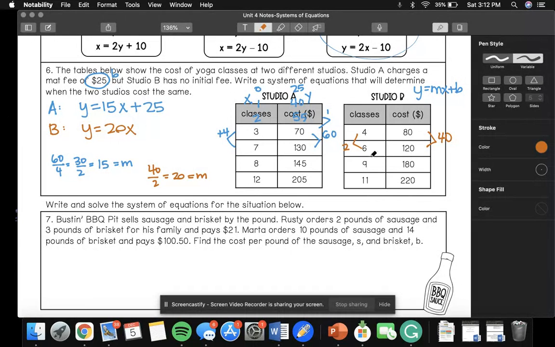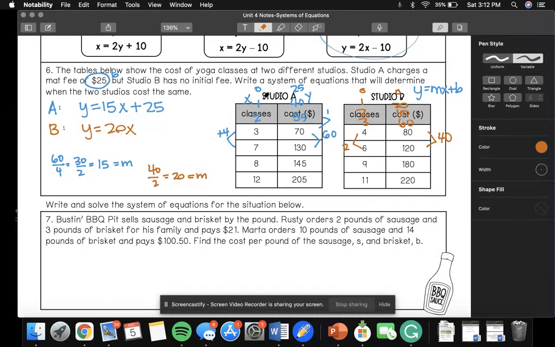We could go backwards and we would see that it's going up by 20s. So it'd be 60 for 3, it'd be 40 for 2, it'd be 20 for 1, and it'd be 0 for 0. So we can also see that it has no initial fee. Again, all this is asking us to do is write this system.